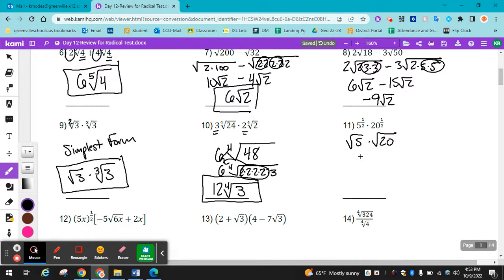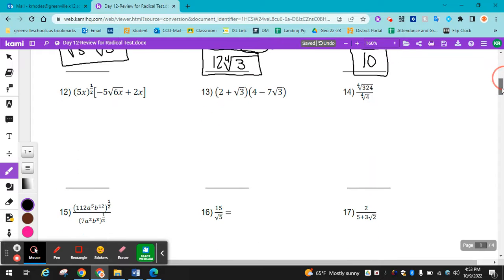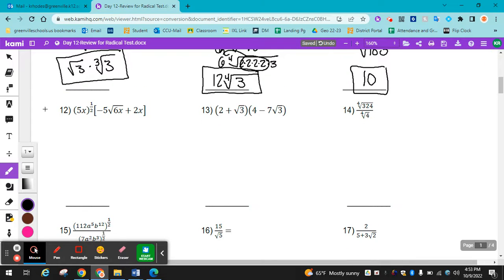All right, we have the square root of 5 times the square root of 20. You can multiply them first and get the square root of 100. And we know the square root of 100 is 10. When you know the square root, that means your head is already doing 10 times 10 is 100. Don't leave it under the radical.